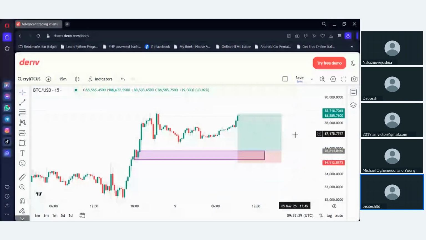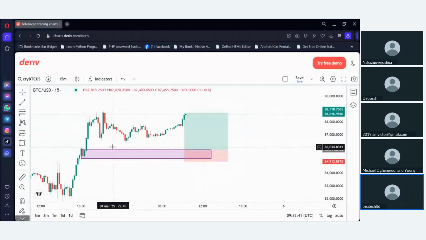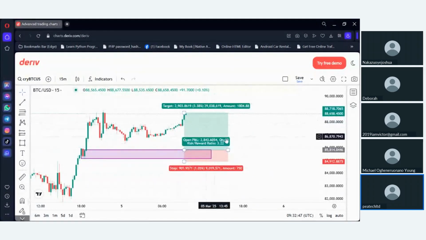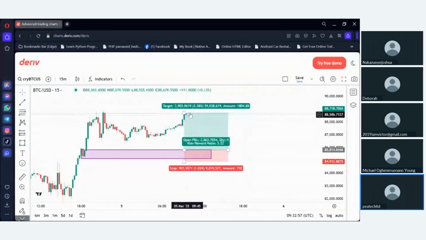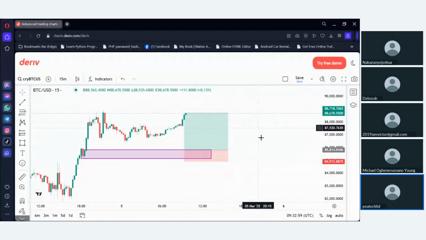From here, let's say we are using $50 to enter this market, meaning we are risking $50. And if this is 1-to-3, a ratio of 3, we are risking $50 to get $150. If the market should get to our take profit, we will get $150. But if it comes to our stop loss, we are going to lose $50, right?